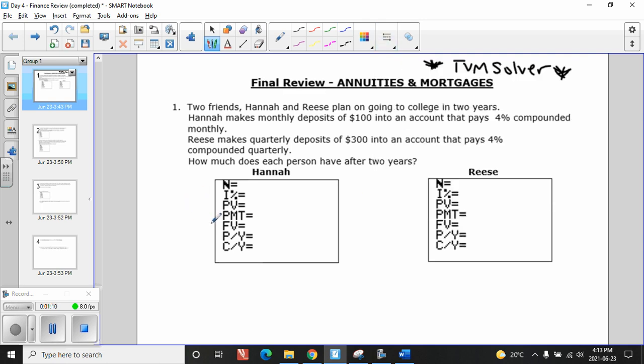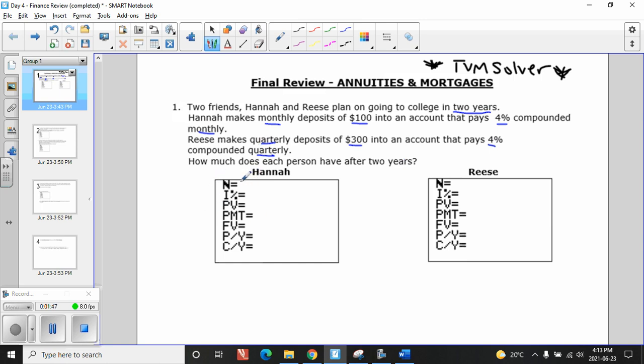Okay, so question one. Two friends, Hannah and Reese, plan on going to college in 2 years. Hannah makes monthly deposits of $100 into an account that pays 4% compounded monthly. Reese makes quarterly deposits of $300 into an account that's also 4% that compounds quarterly. How much does each person have after 2 years? So we're going to do a side-by-side comparison of their savings.